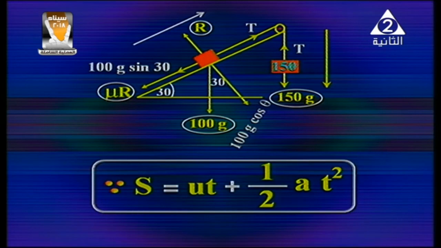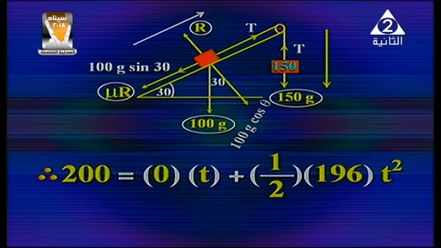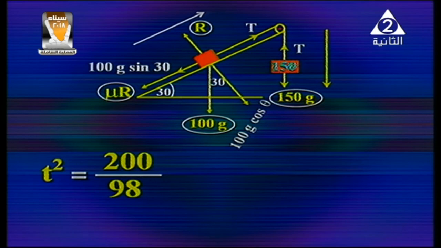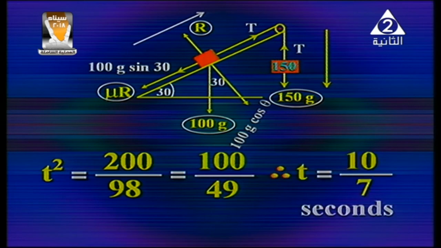After that, we use the second law of Newton: s equals initial velocity u t, or v naught t, plus half a t square. Distance is 200, initial velocity 0, acceleration 196. To find the value of t, t square equals 200/98. After that, we find the value of t by using the square root: 10/7 second.